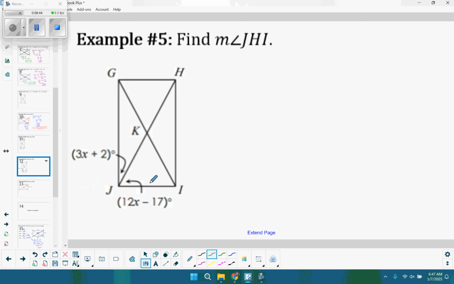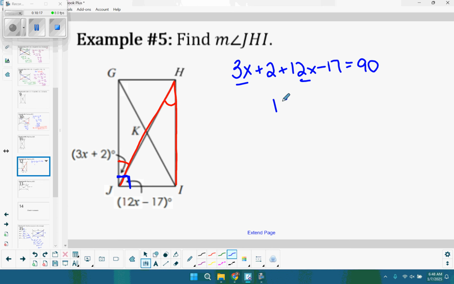All right, example 5, we want to find angle JHI. So what we're looking for is actually alternate interior with this angle. So when we're done, we'll plug it back in this one. But for now, I'm going to treat the fact that I have a right angle in the corner to know that the sum of these two angles would be 90. So we're going to add up 3x plus 2 and 12x minus 17 and set that equal to 90.